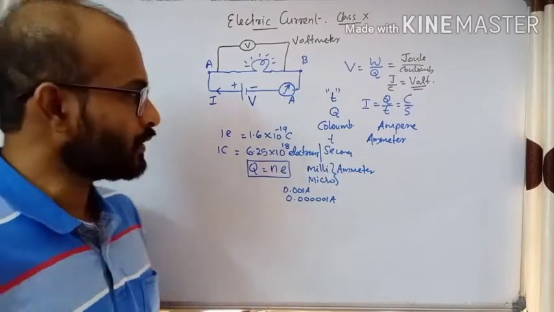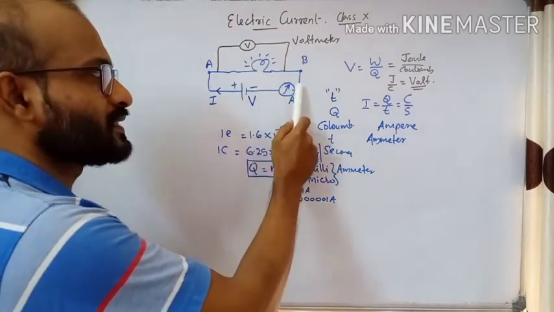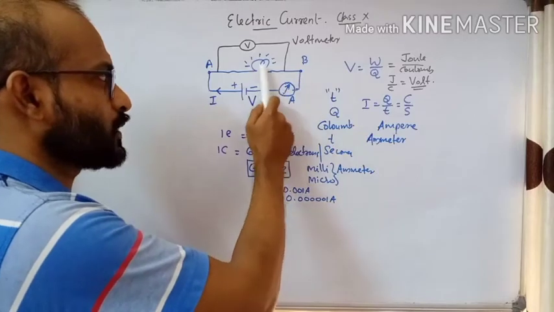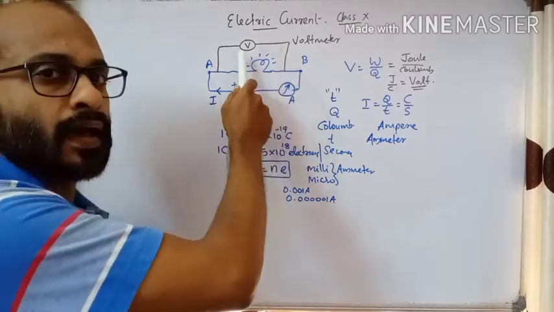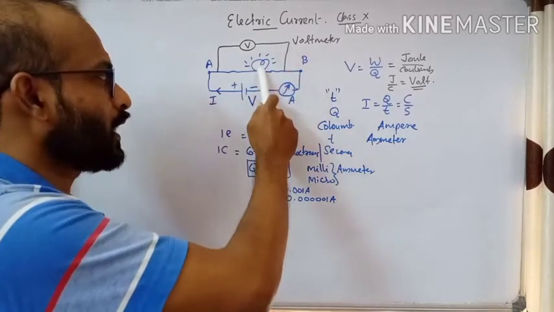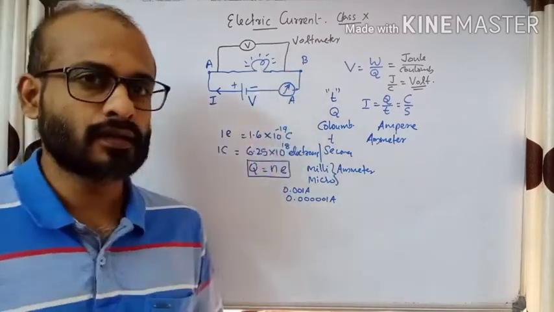One thing you have to remember, we have to connect the ammeter always in series. This is called a series arrangement. Voltmeter, across the points we have to connect in parallel. So voltmeter is connected in parallel and ammeter is connected in series.